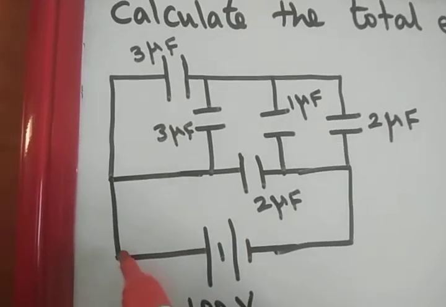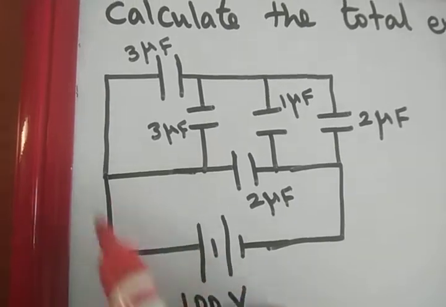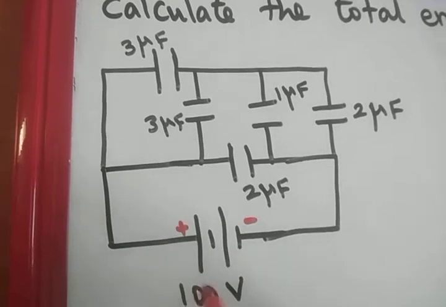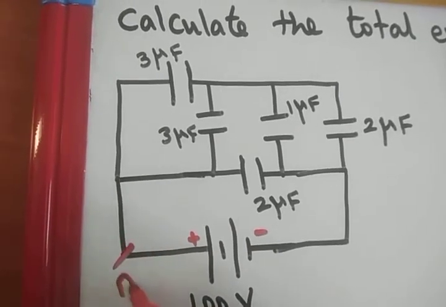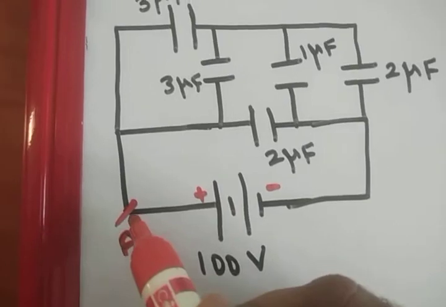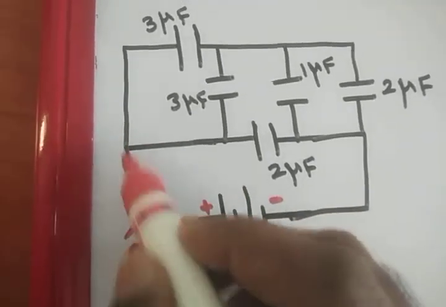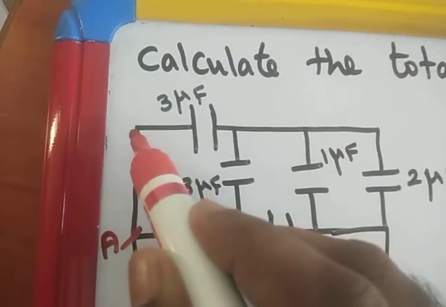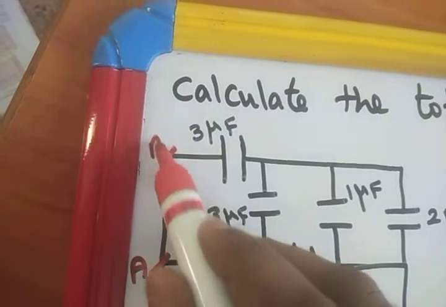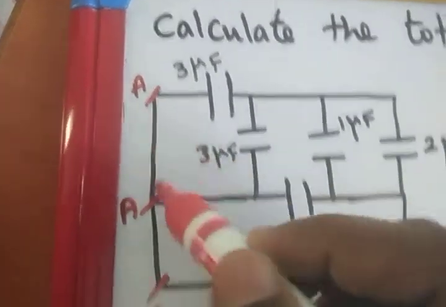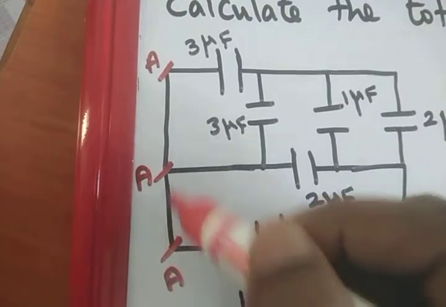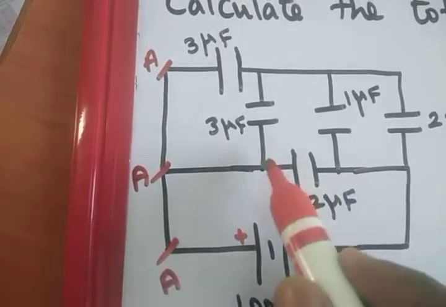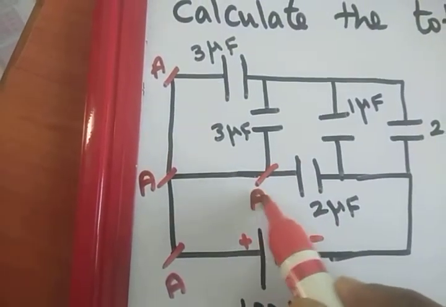Dear students, first of all you have to find the nodal points. The equivalent capacitance of the circuit can be found across the battery. So this is a nodal point A. If you take this point as A, there is no connection between these two points, so this is also A. Similarly, there are no connections here, so this is also A. There is no capacitor or any in-between connection, so all three points are A only. Similarly, this point is also A.